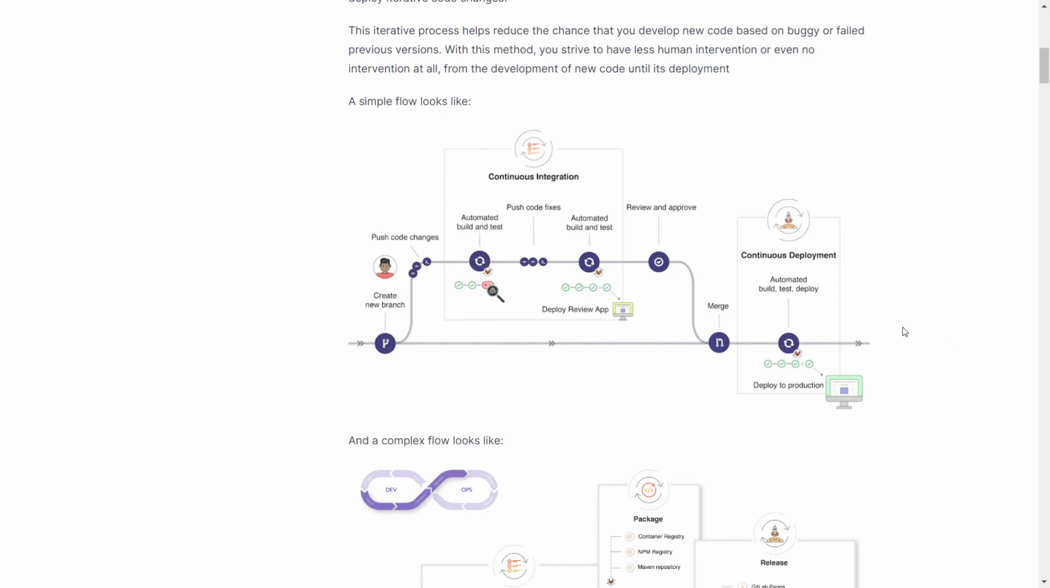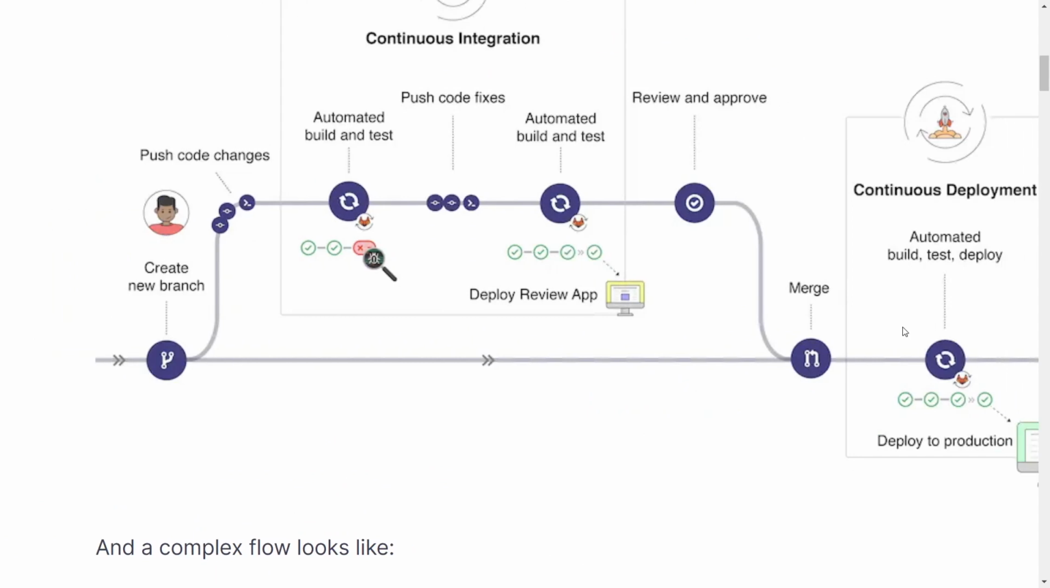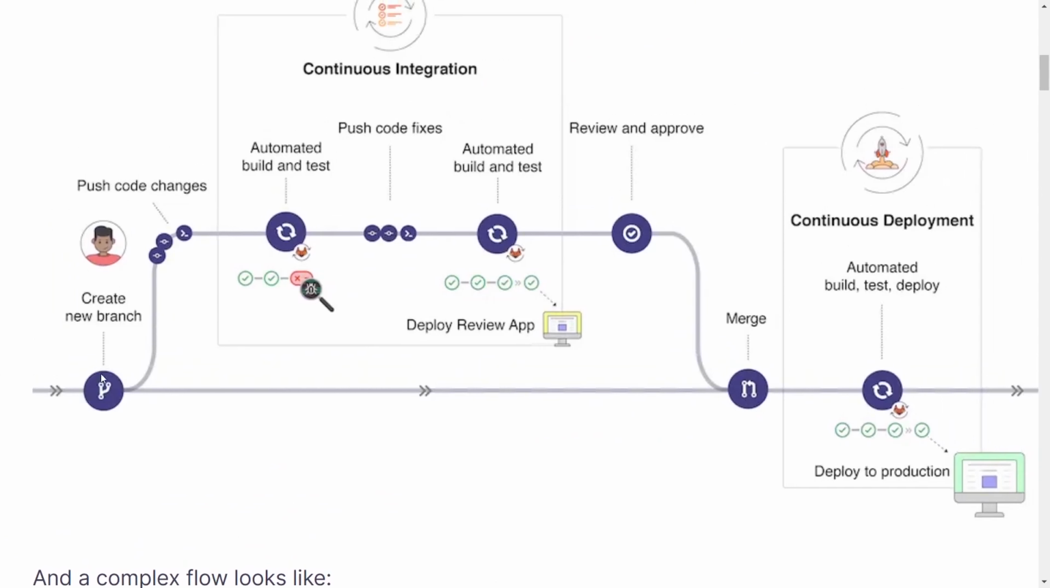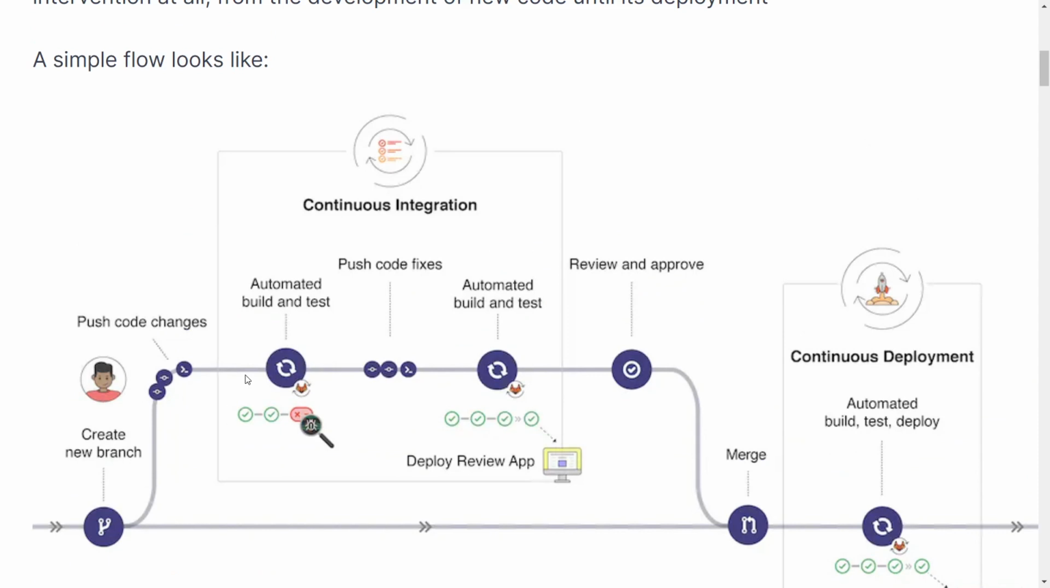So, for example, a simple CI/CD pipeline looks something like this, where you as a developer create a new branch, then you push the changes to that branch, and then the CI, continuous integration, process comes into action, in which it does automated build and test, push code fixes, and then again does automated build and test until we review the app and then deploy that particular app.